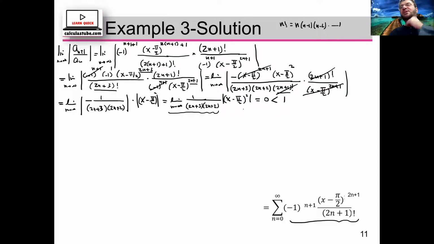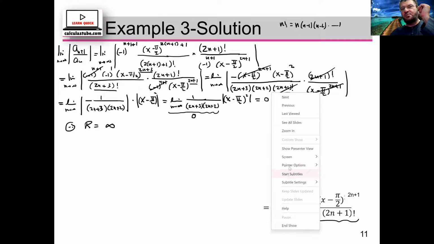So this is always less than 1, isn't it? So what does that mean? That means the radius of convergence is what? Infinity. So this function, cosine, is convergent everywhere. This is what I can conclude from that. Again, why is it infinity? You see, this is 0 times x minus pi over 2 squared in absolute value. If you want to detail that more, you can do it this way.